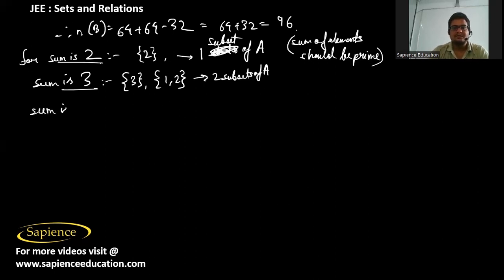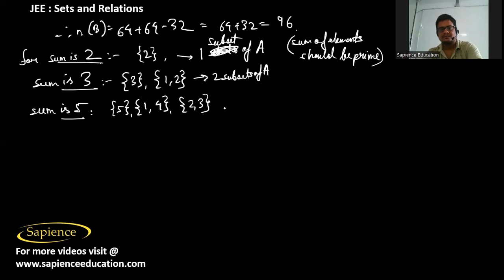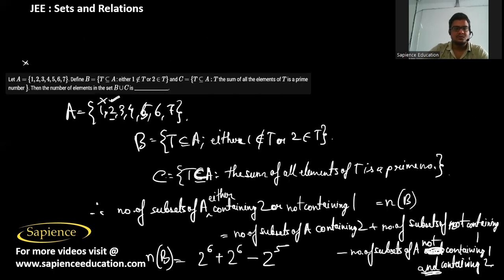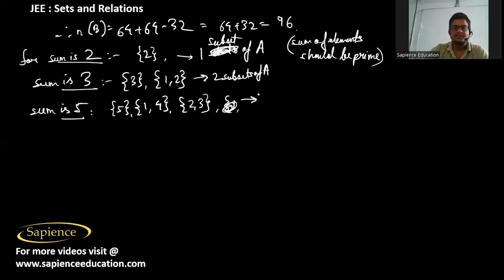So now if the sum is 5, 5 is also a prime number. So let's say we can take 5, or we can take 1 and 4. We can take 2 and 3 also. So these only we can take. So there are 3 subsets.